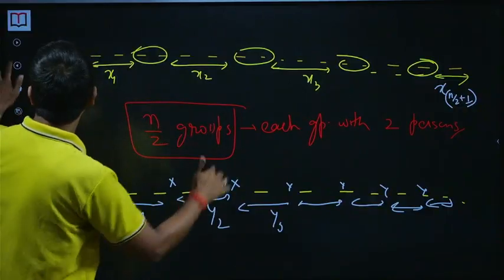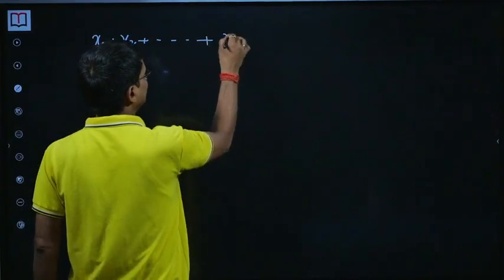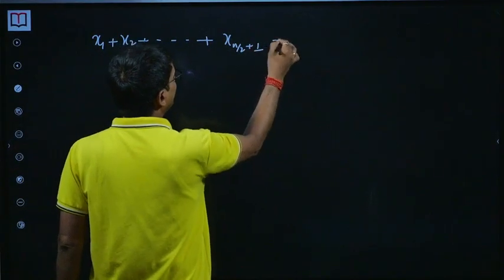Now if I add them up, x1 plus x2 plus dot dot dot x of n by 2 plus 1, how much should that be?